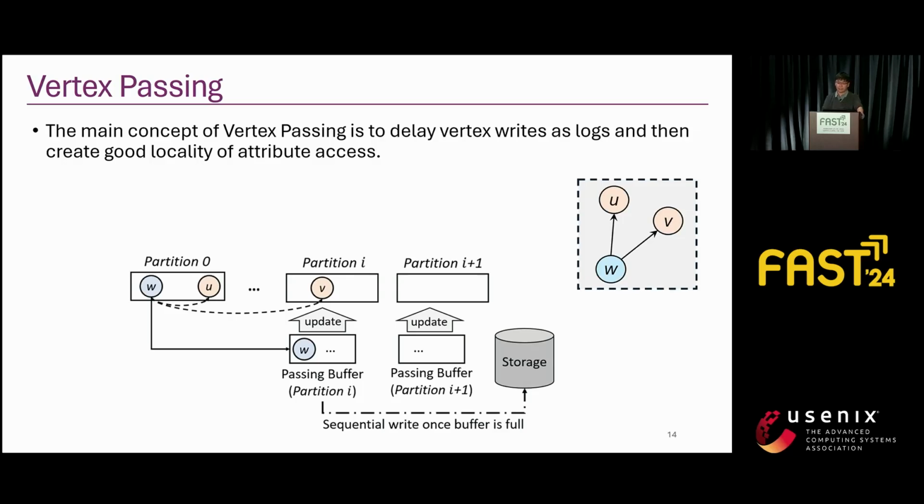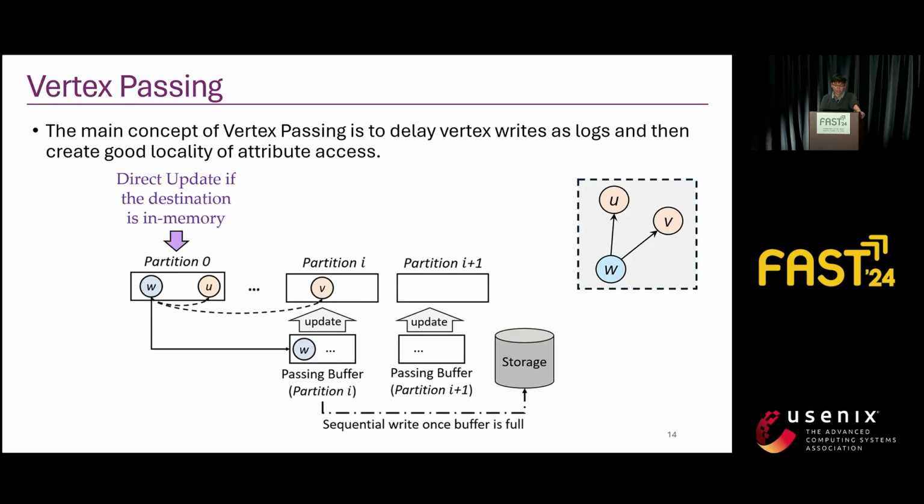In this example, we try to write the attributes of vertex U and vertex V. We are currently computing partition 0, so vertex U should be inside the memory. In this case, if vertex U is already inside the memory, then we can just perform the update directly.